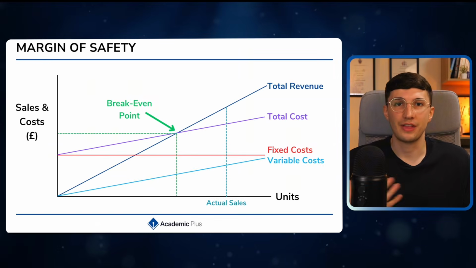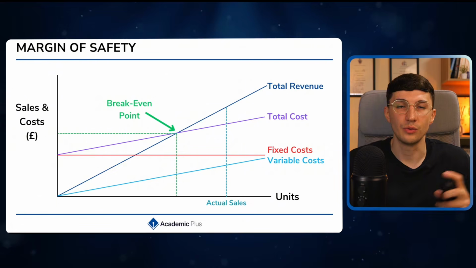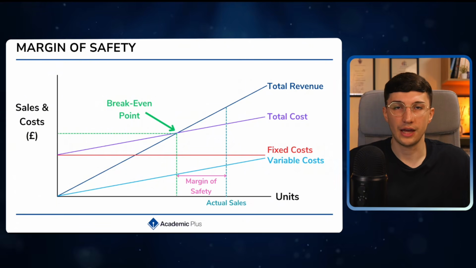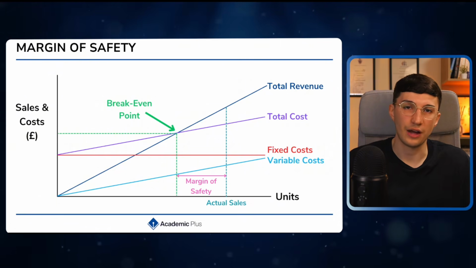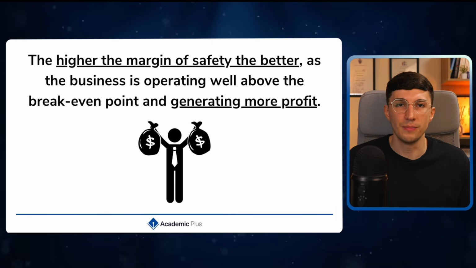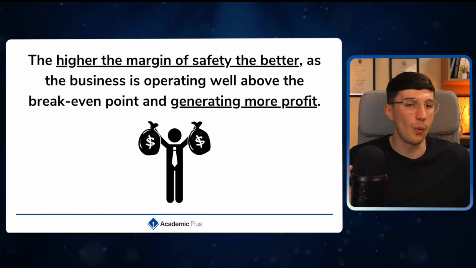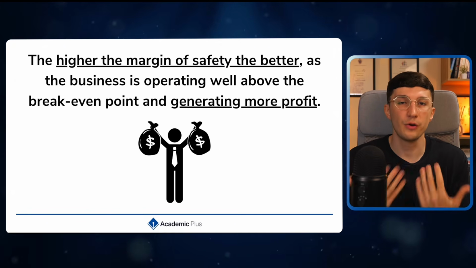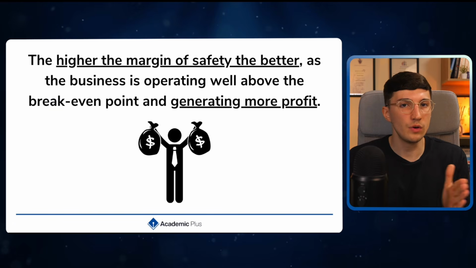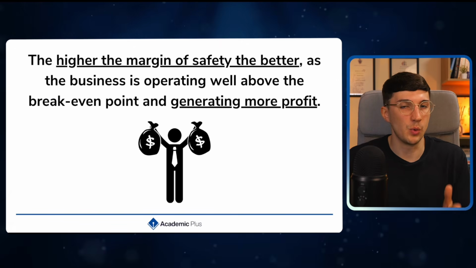So if we go back to that break-even chart, I've added on one more line, which is the actual sales. Well, the margin of safety is the difference between your actual sales and the break-even point. So as you can imagine, we want a higher margin of safety because the higher the margin of safety, the further we are away from that break-even point, the more profit we're making. But the smaller the margin of safety, well, we're only over that break-even point by a smaller amount, i.e.